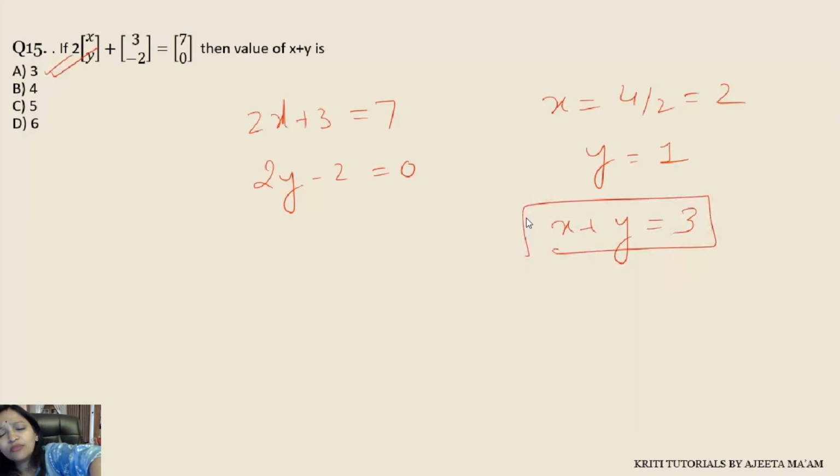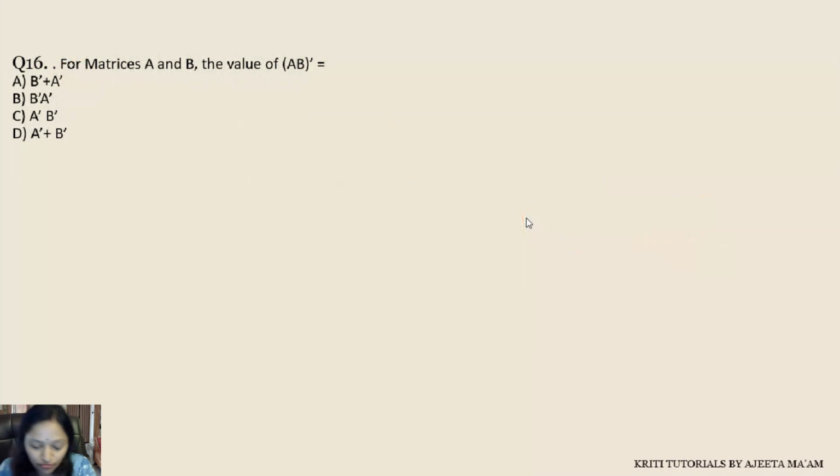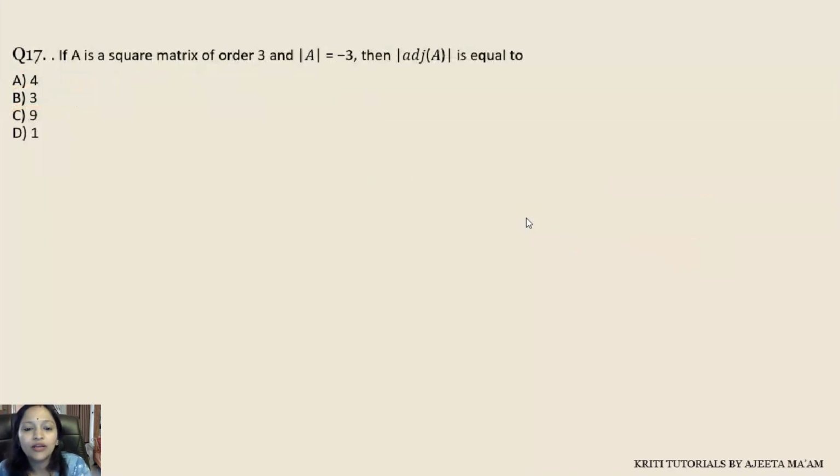See, matrices or determinant are not tough, but ये properties आपको याद होनी चाहिए. That is important. Now for matrices, so this is just the property that we have. AB transpose is B transpose A transpose. Right? Now let's move on to the next.